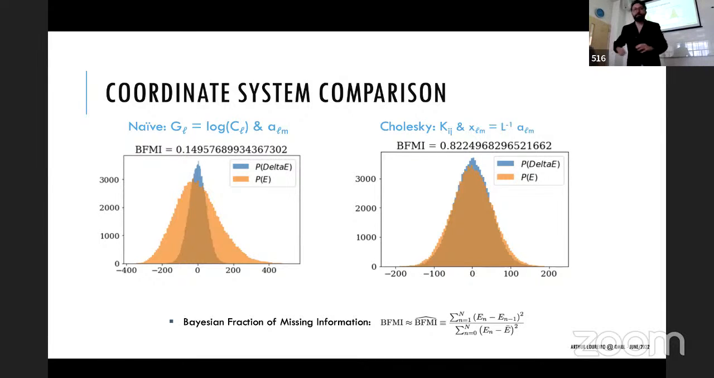Sorry, what's E and delta E? So this is the energy and the difference in the energy. Because you're evolving Hamilton's equations, you have a potential energy and a kinetic energy. So the energy is just the sum of the potential and kinetic. Delta E is the difference between steps. I see. Yeah.